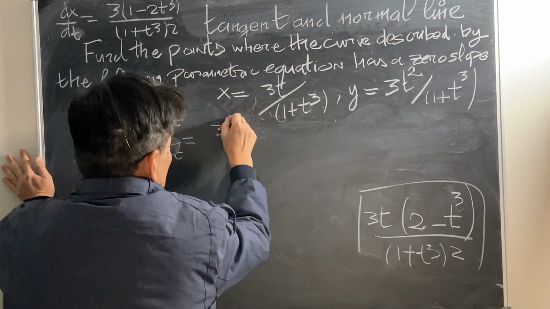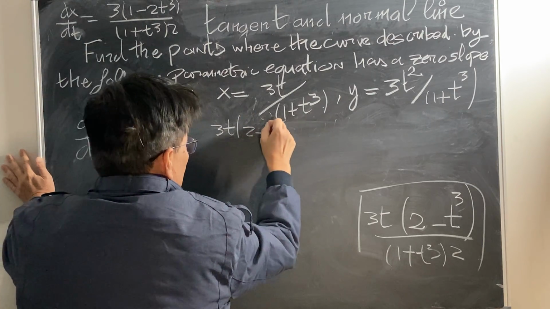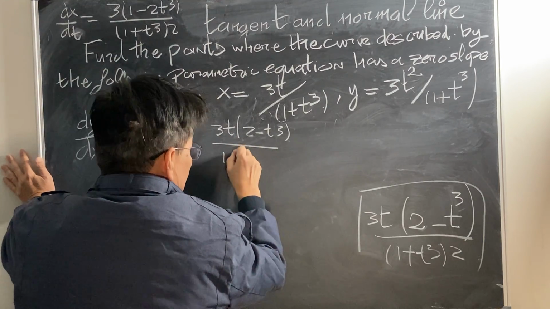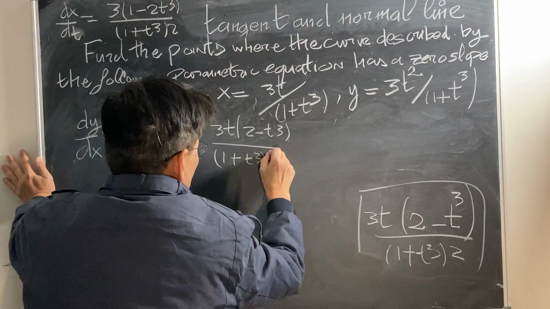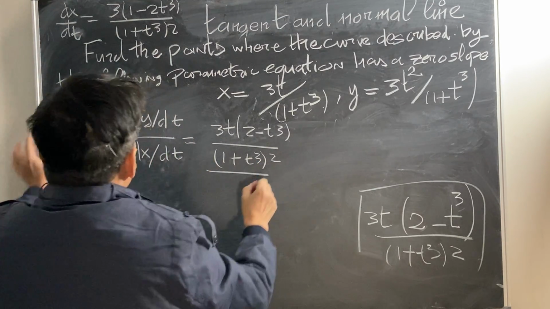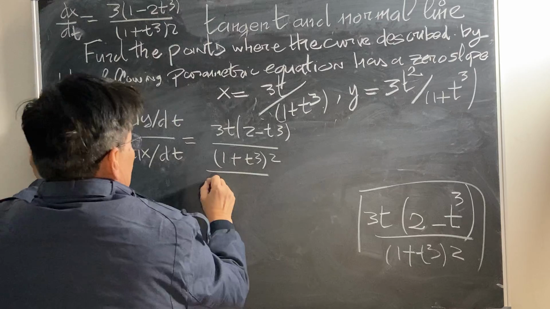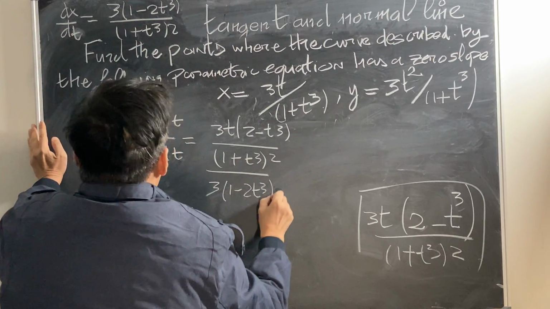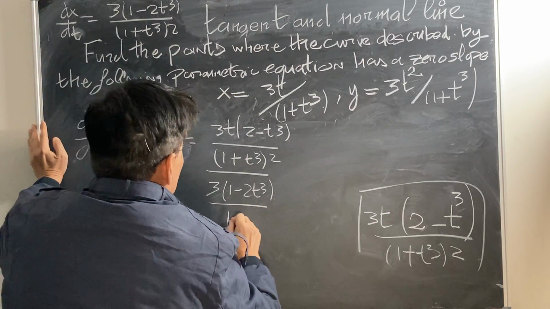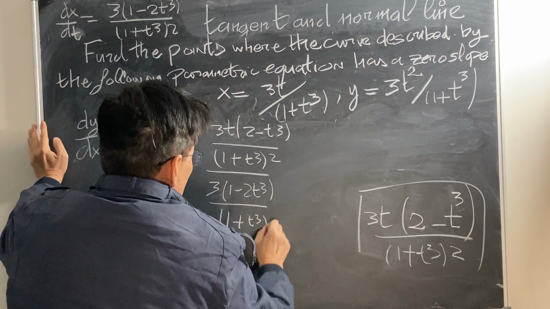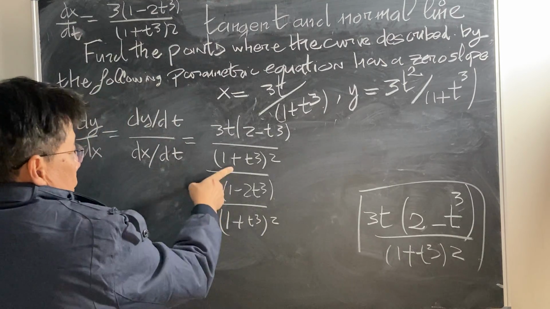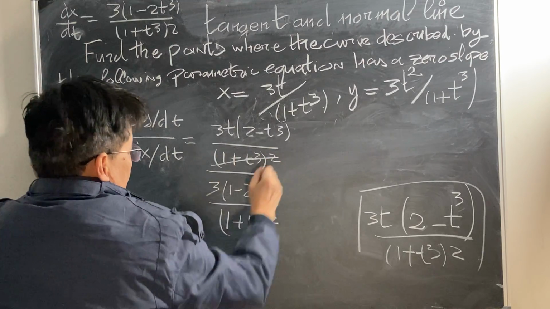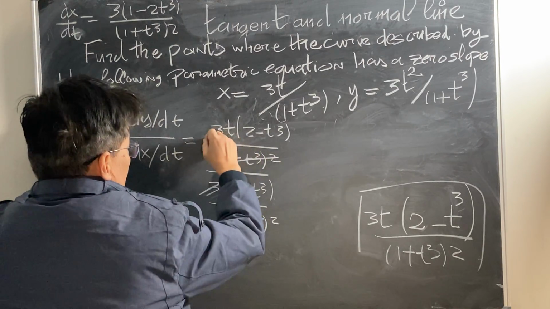That's 3t (2 minus t cubed) over (1 plus t cubed) the whole thing squared, divided by dx over dt, which is 3 (1 minus 2t cubed) divided by (1 plus t cubed) the whole thing squared. Okay, so here (1 plus t cubed) the whole thing squared cancels with this, and 3 cancels with this.